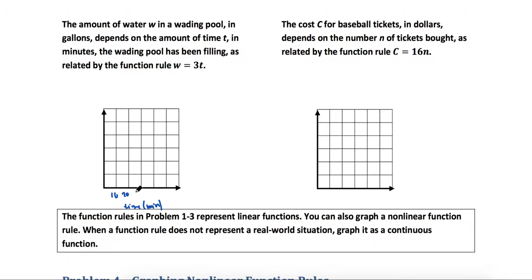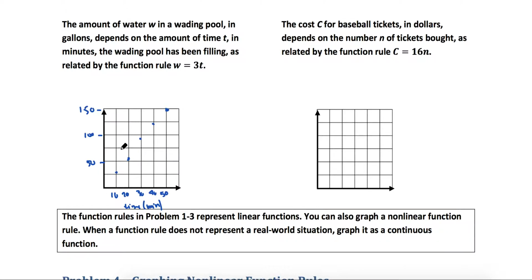So that's 10, 20, 30, 40, 50, instead of just counting by ones. And over here, I'm going to count by 25s, but I'm going to mark every other line as 50, 100, and the top will be 150. All right, so if we're given this rule, if we plug in 10, we get 30. 20, we get 60, 30, we get 90, 40, we get 120, and 50, we get 150.